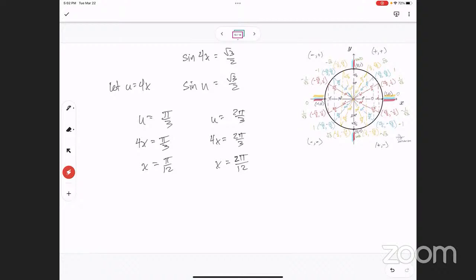So this answer is only part of the answer, because really, what happened to my period when I had the 4x here? What happens when you have a b? Remember when b is 4? B is a number. What happens to your period? Not doubles, it quadruples, right? Actually, it's not quadrupled, it's 1/4, really.